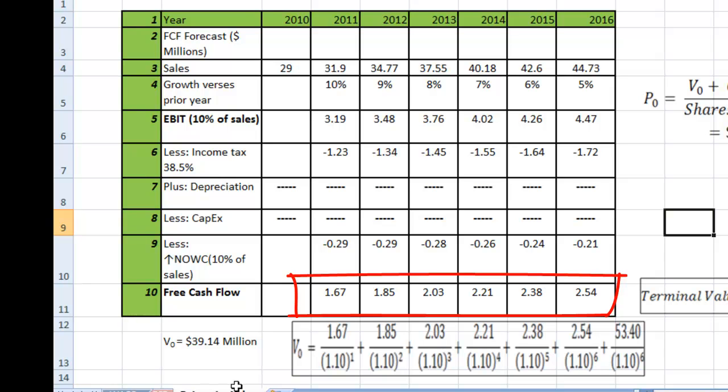Now this problem is again similar to the non-constant dividend model calculated last week. All we do is continue to calculate the free cash flow until it becomes constant, which is 5%, and then find the terminal value of the company. Now since we cannot have two cash flows at period 6, I just add them together, which if you add the 2.54 and the 53.4 million, you get the 55.94 million here.